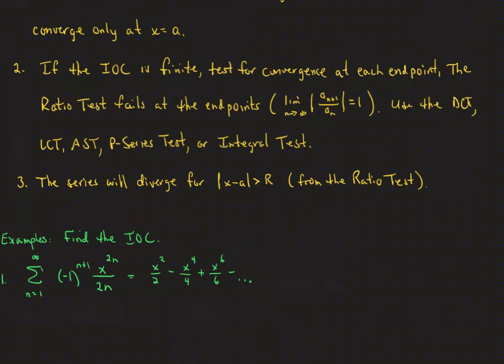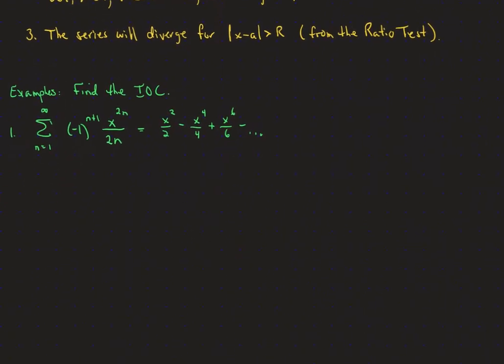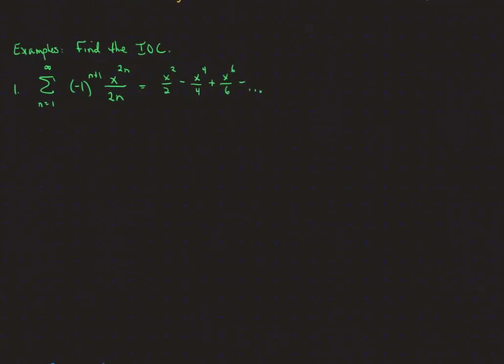And so that's where we're going to use our direct comparison test, the limit comparison test, the alternating series test, the p-series test, or the integral test. There's really no need to use the geometric series test at this point because we hopefully would have recognized that right from the get-go. And we also know the series diverges outside of that interval, for absolute value of x greater than R.